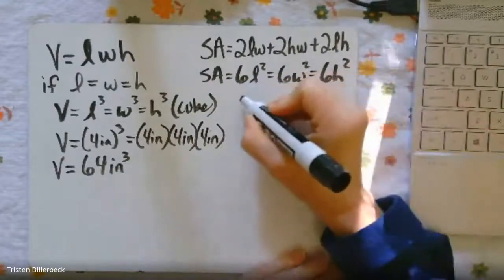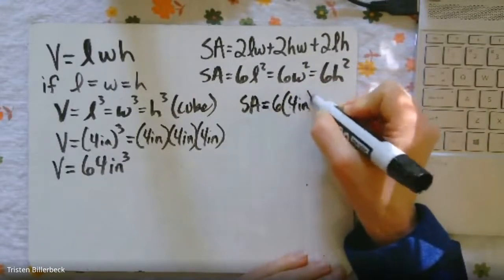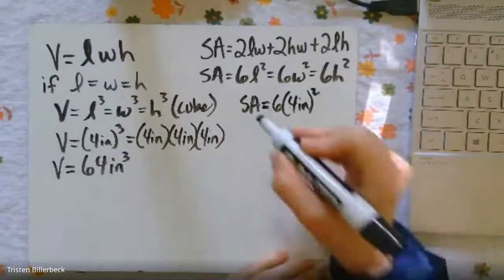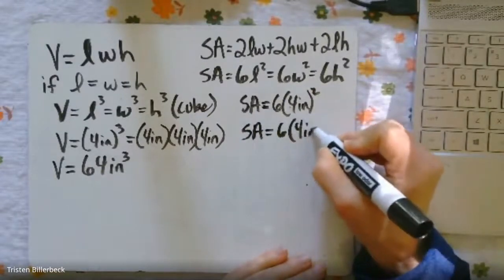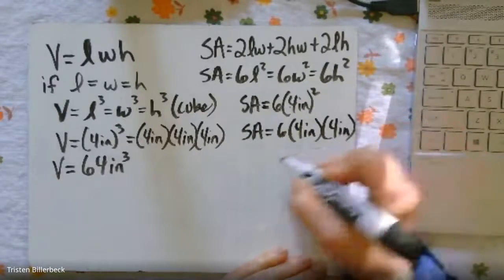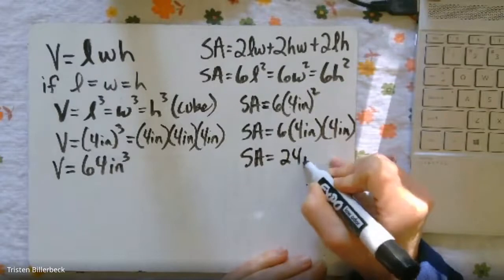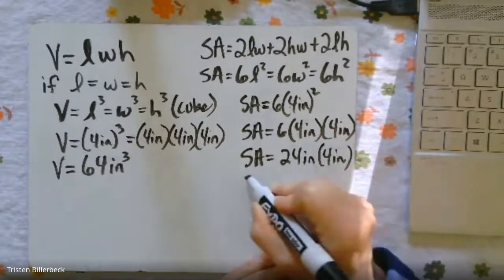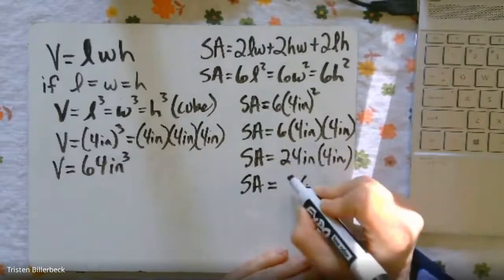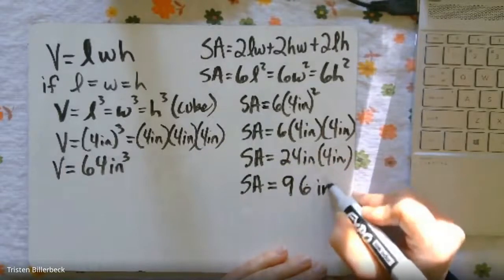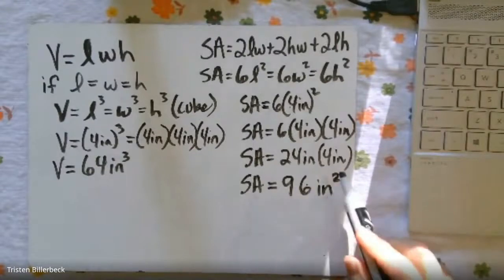So since we know that this is 4, surface area equals 6 times 4 inches, and we're going to square it. So surface area equals 6 times 4 inches times 4 inches. 6 times 4 is 24 inches times 4 inches. 4 times 4 is 16, carry 1, 4 times 2 is 8 plus 1 is 9. So that gives us 96 inches, and there's two of those inch units, so we're going to put inches squared. Area is always inches squared.